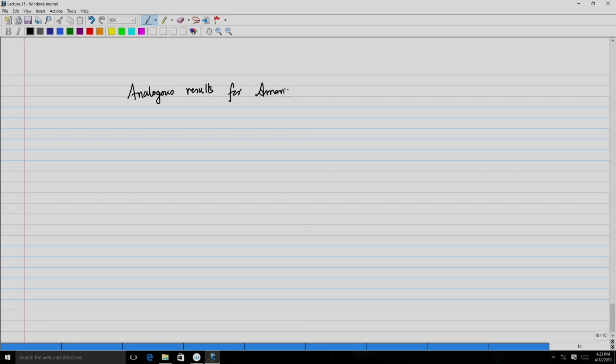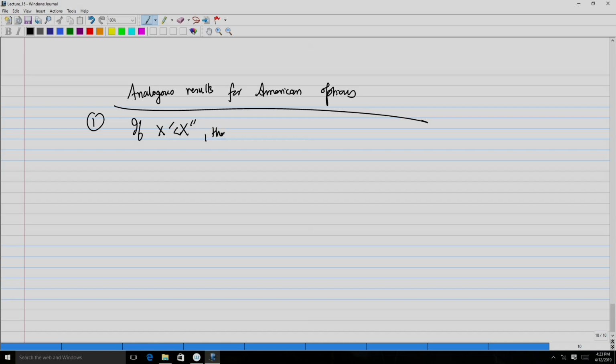Okay, now we move on to the analogous results for American options. One, if x prime is less than x double prime, then we have Ca of x prime is greater than Ca of x double prime. The argument is very similar to that in the case of the put option. Intuitively, you can see that, and Pa of x prime is going to be less than Pa of x double prime.